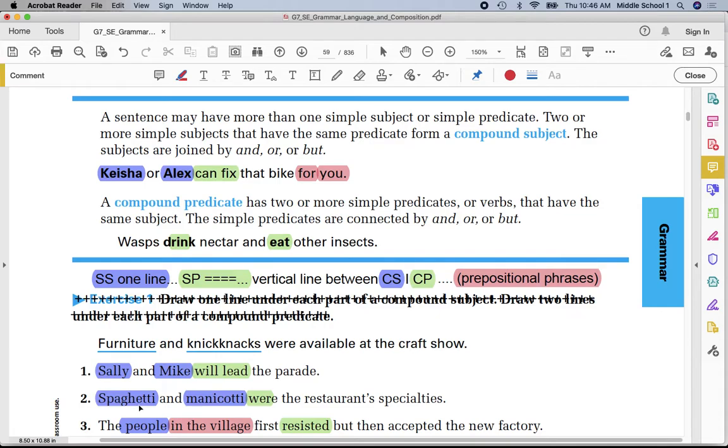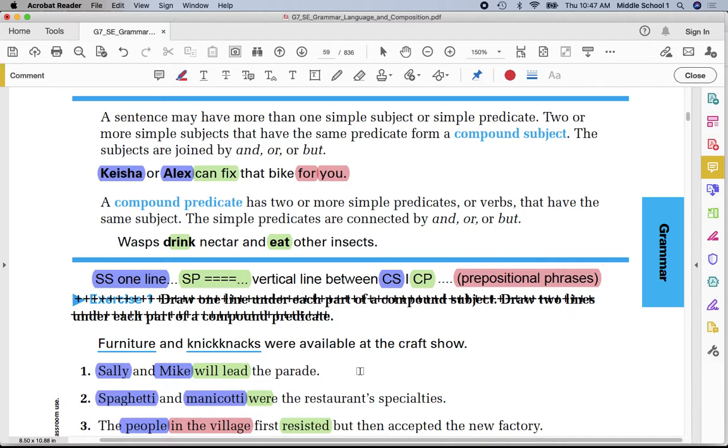Sentence 2, spaghetti and manicotti were the restaurant's specialties. There is no prepositional phrase. Spaghetti, manicotti, simple subjects. Again, use 1 line. Were is the predicate. Again, notice where the blue ends and the green begins is where I draw my vertical line which separates between.